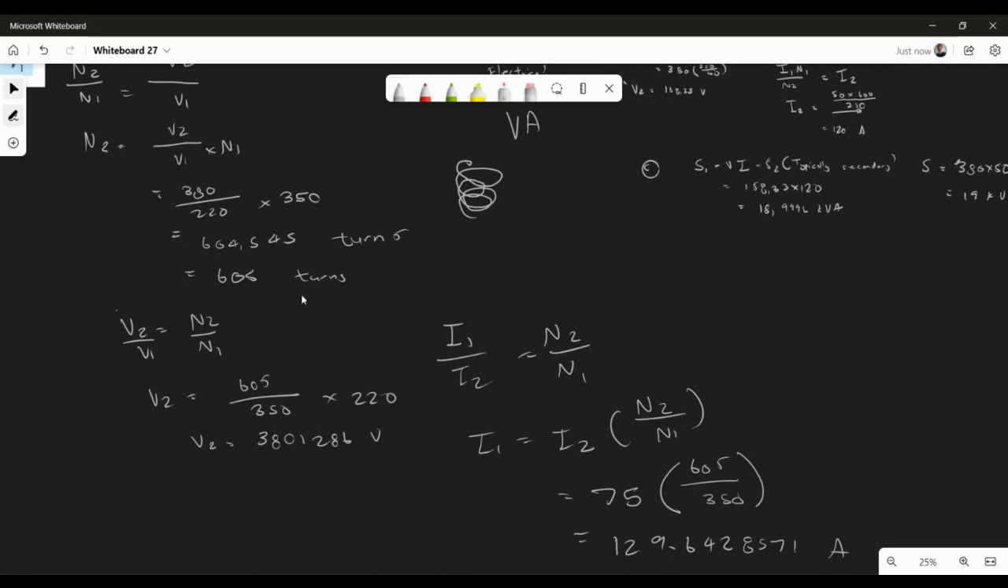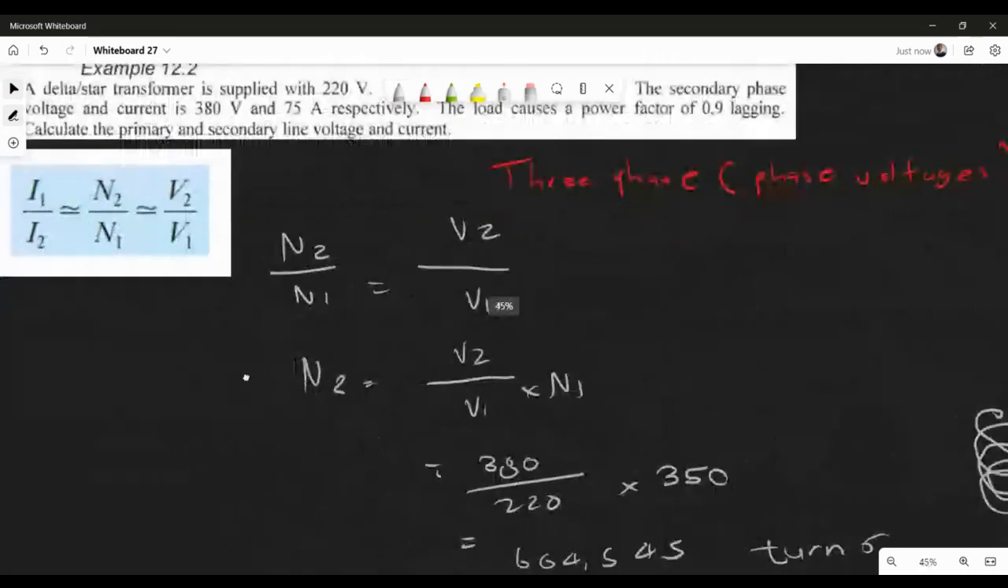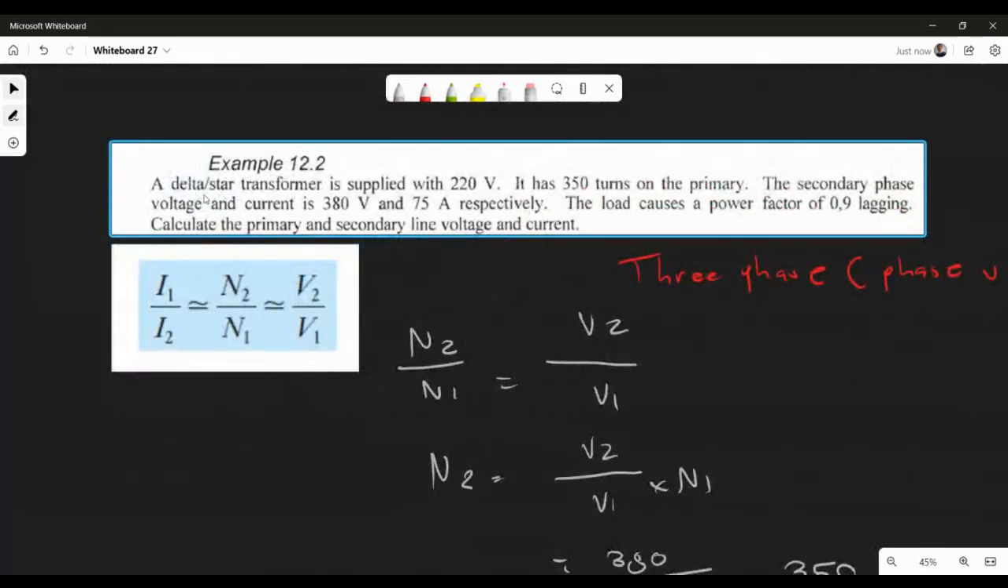Just reverting back to the question, delta star would mean primary would be delta and star would be secondary.